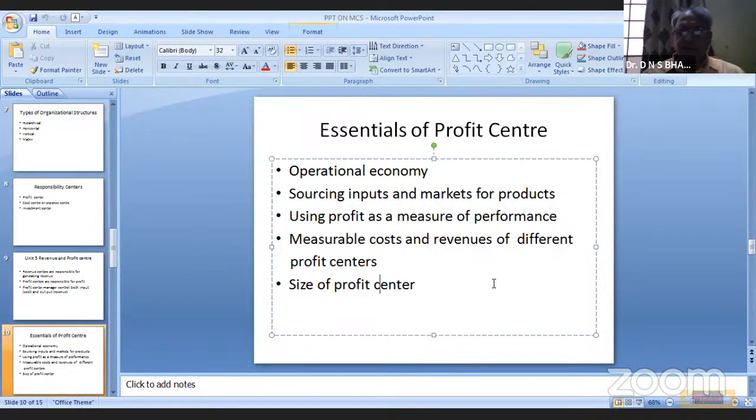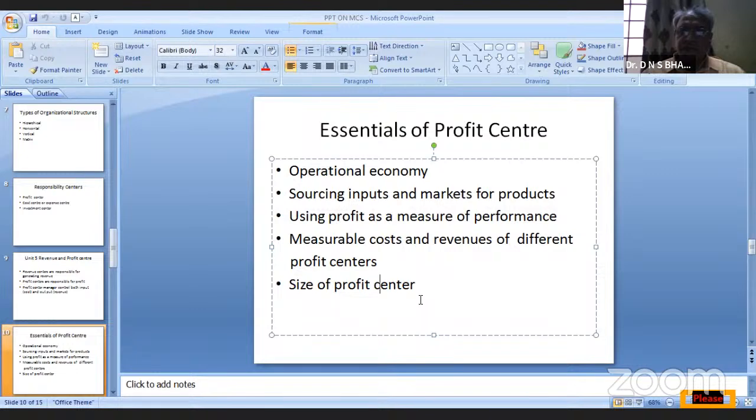Then measurable costs and revenues for the different profit centers. So how are you going to measure the cost? అంటే మనకి కాస్ట్ మెజర్మెంట్ కి డిఫరెంట్ మెథడ్స్ ఉన్నాయి కదా, ఇవన్నీ కూడా మీరు కన్సిడర్ చేసుకోవాలి. అప్పుడే మనకి ఎసెన్షియల్స్ ఆఫ్ ప్రాఫిట్ సెంటర్ లో ఎఫిషియన్సీ అనేది మనం డెవలప్ చేయడానికి వీలవుతుంది. దెన్ సైజ్ ఆఫ్ ద ప్రాఫిట్ సెంటర్.